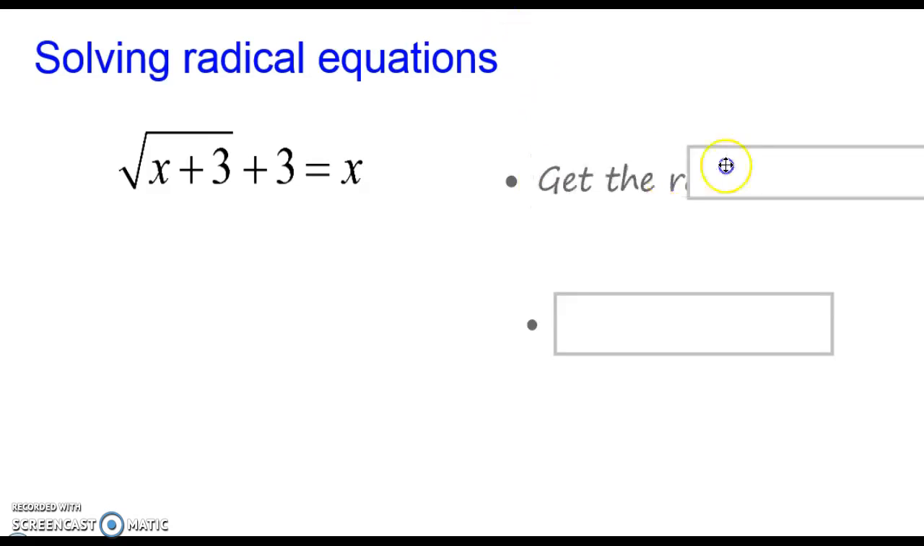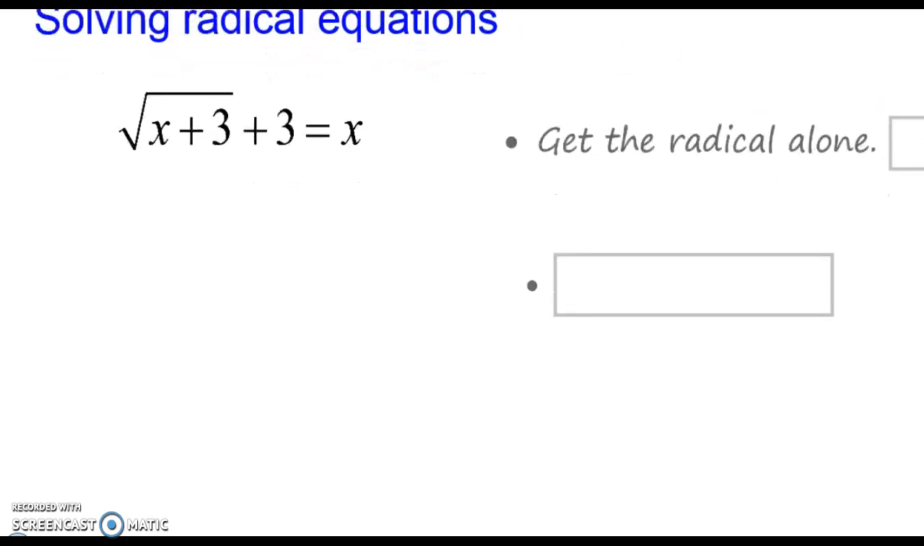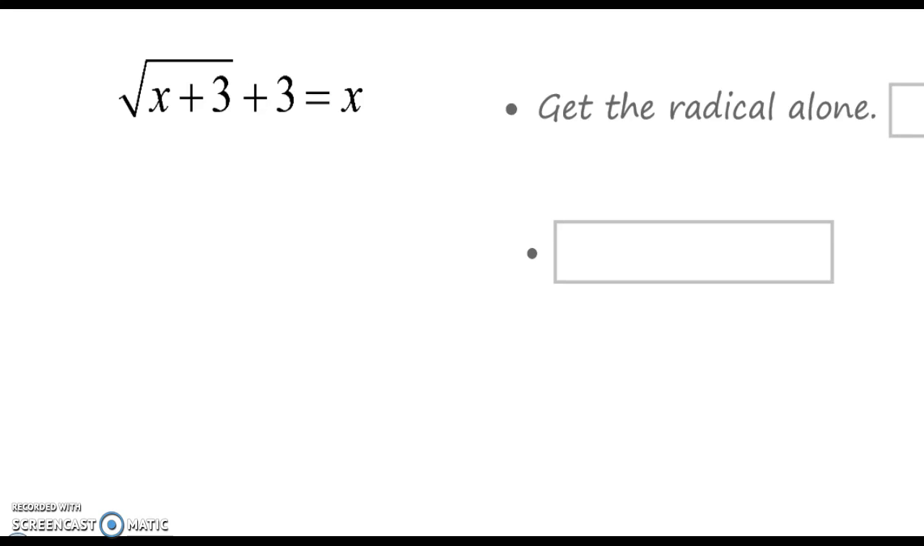First step is going to be to get the radical alone. This is kind of similar to what we did with absolute values. First step was to isolate the absolute values. So right now we're going to do the same thing. We're going to isolate the radical. So we get rid of that 3 by subtracting 3 from each side. And I've got the square root of x plus 3 equals x minus 3. Now I've got the square root alone on this side.